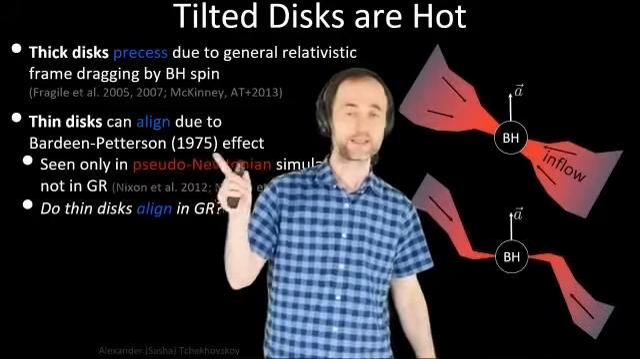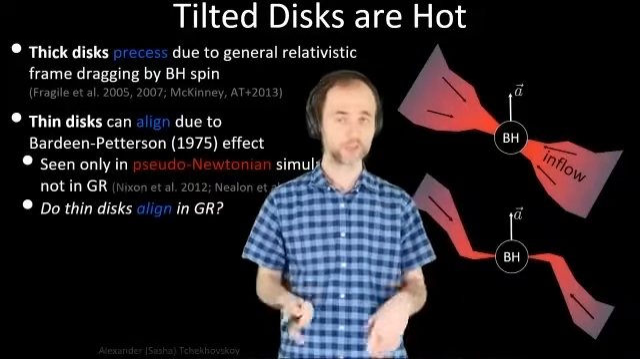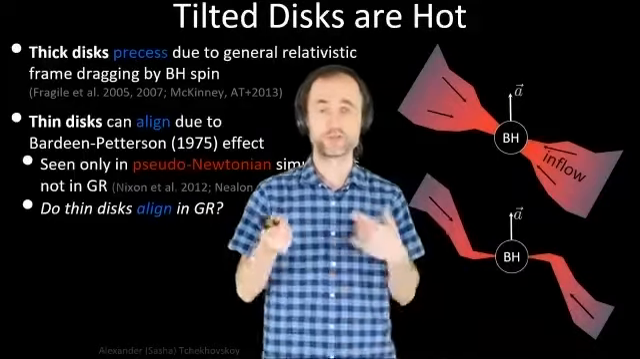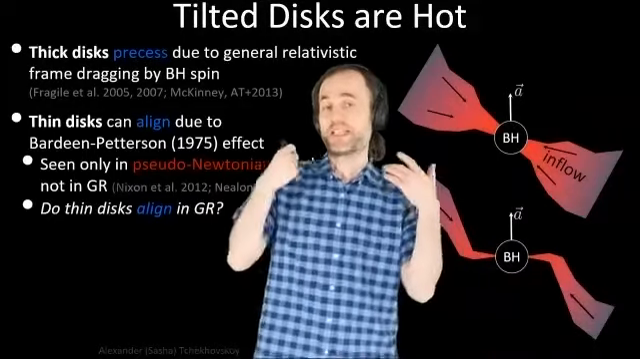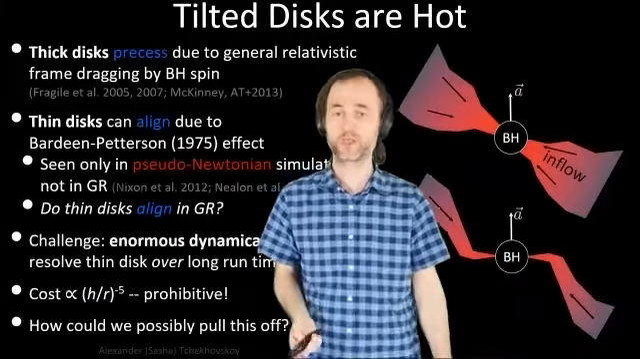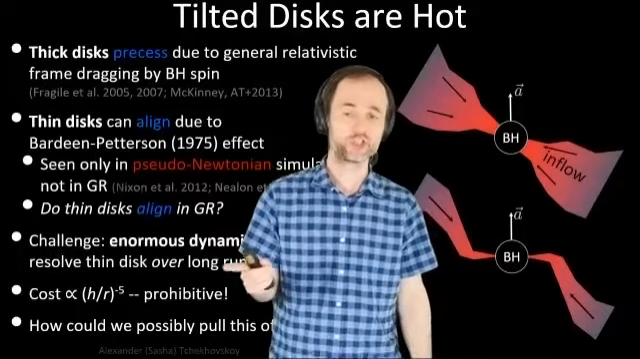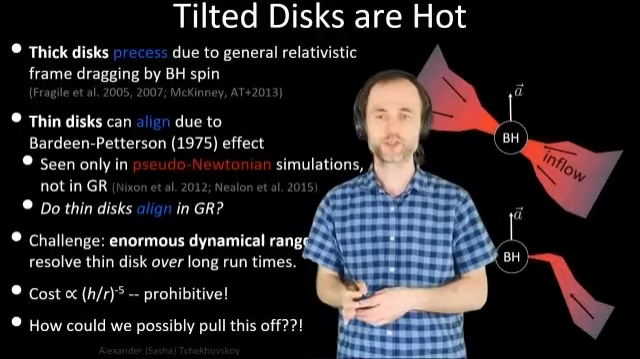And since 1975, not a single general relativistic simulation with magnetic fields, which generate the turbulence and angular momentum transport, none of them has shown this effect. Does it mean this effect doesn't exist? Oh, we still haven't quite figured out how it works. And the challenge here is really big. It's the dynamical range, just as always.